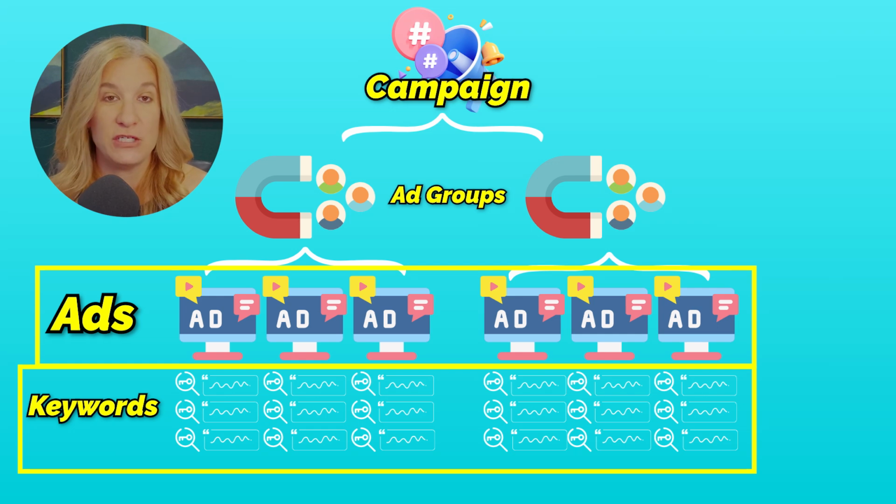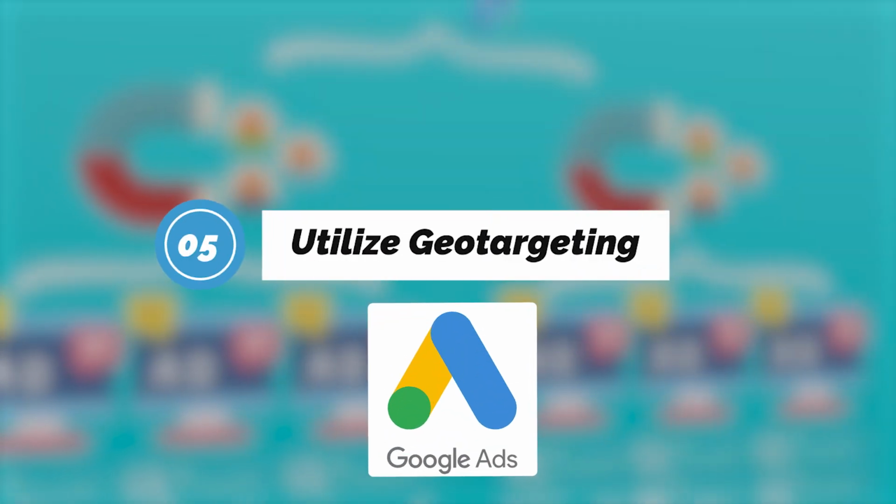The descriptions that you use should be completely different from ad to ad so that you can really get a good idea of which ad Google likes better and which ad the target audience likes better. Tip number 5, utilize geo-targeting.